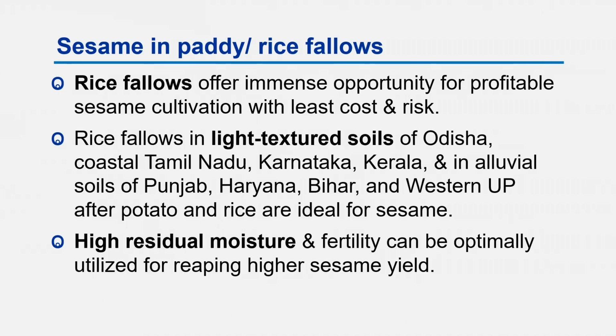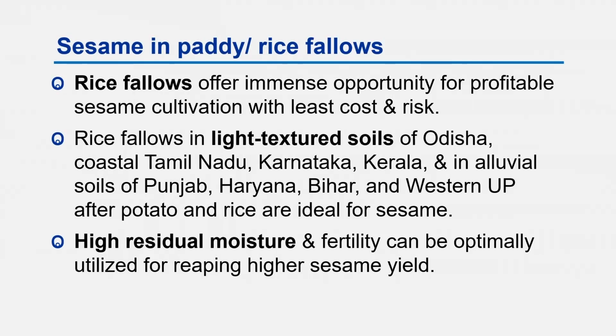Now friends, after this intercropping system and the sequential cropping system, this crop, the sesame, can be very well fitted in the rice fallows. So rice fallows are the land where rice has been taken during the Kharif season, but in winter season or Rabi season, the fields remain vacated. So no crop is grown, but sesame can be grown under certain conditions, in certain areas of the country during Rabi season. So rice fallows offer immense opportunity for profitable sesame cultivation with least cost and risk.